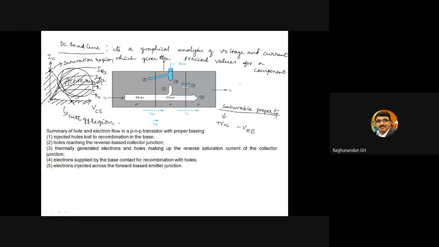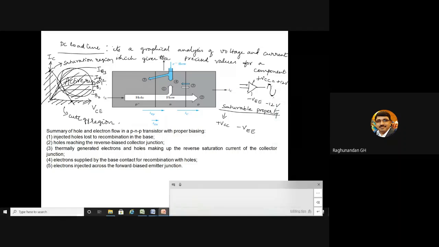The saturable property will tell you about the plus VCC and minus VEE values. See, in an op amp, you have plus VCC and minus VEE. If you make this plus 12 volt and this minus 12 volt, then according to the saturable property, your output swing, this is the positive swing, this is the negative swing, should be between plus 12 volt and minus 12 volt.